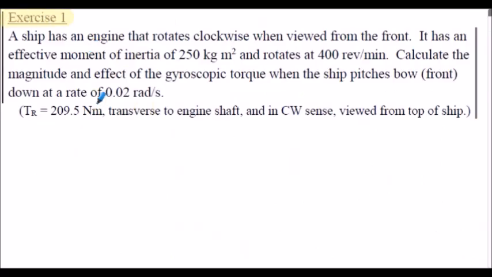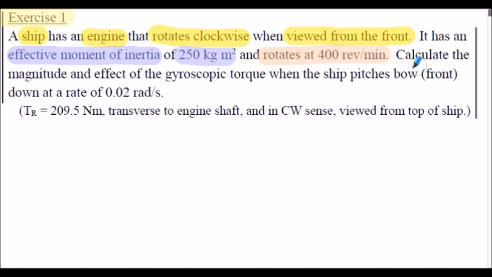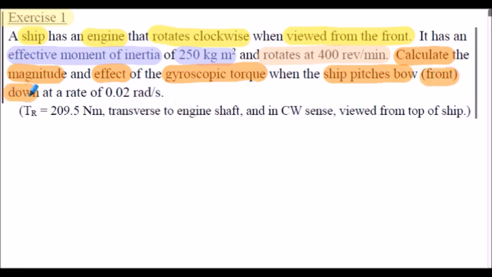Exercise 1. A ship has an engine that rotates clockwise when viewed from the front, or from the bow. The engine has an effective moment of inertia of 250 kg m squared and rotates at an angular velocity of 400 revs per minute. We're asked to calculate the magnitude and the effect of the gyroscopic torque when the ship pitches bow, that's front, down at a rate of 0.02 radians per second. That's the precessional velocity. The answer is given in the bracket here.